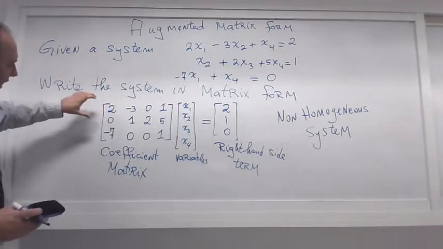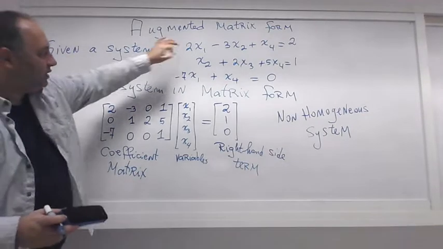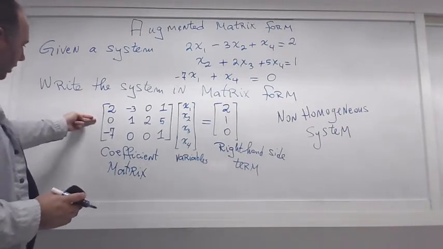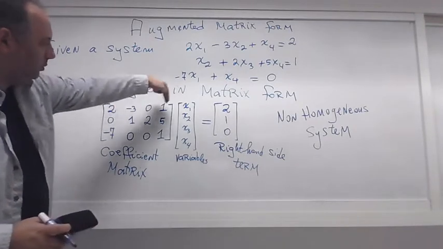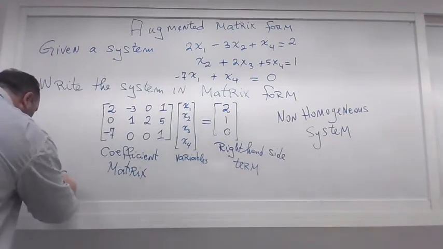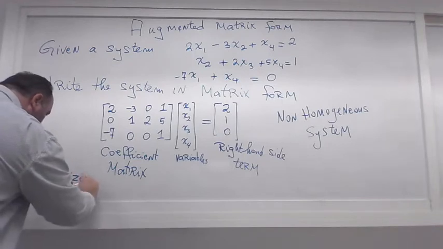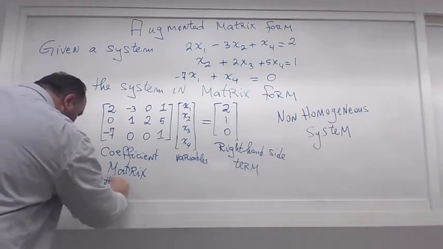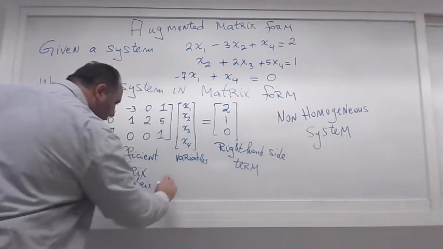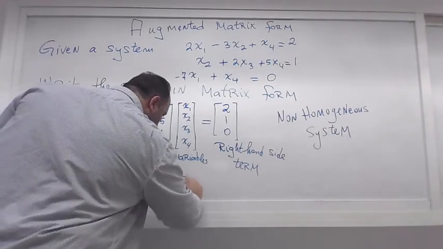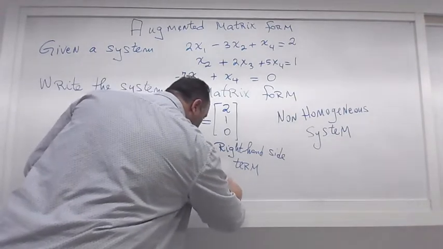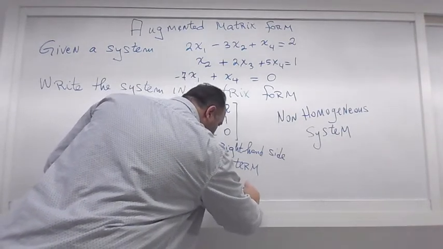Because this matrix contains coefficients for the system. The size of the matrix is 3 rows and 4 columns. So let's write somewhere: size of the matrix is 3 rows by 4 columns.